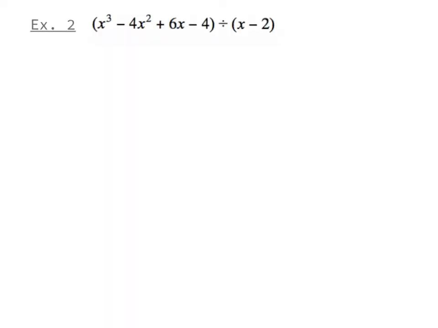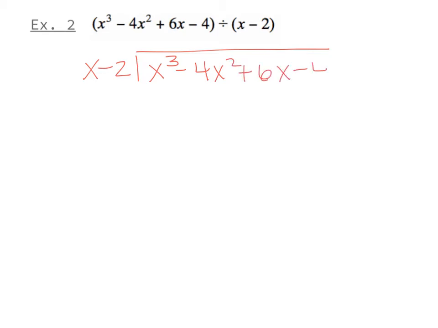Now you can see it on this way. It still means the same thing. I have, this is the denominator, this is the numerator. So I'm going to write it as x minus 2 outside of my house, x cubed minus 4x squared plus 6x minus 4. So now I am ready to divide.